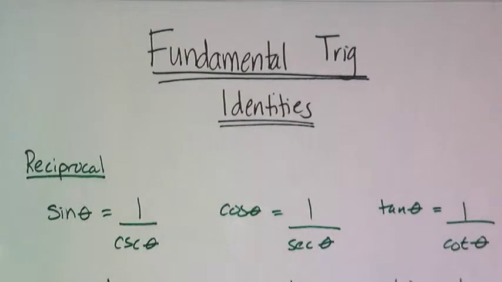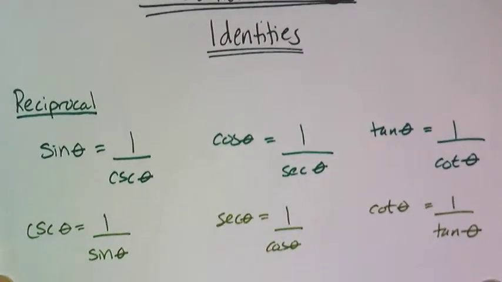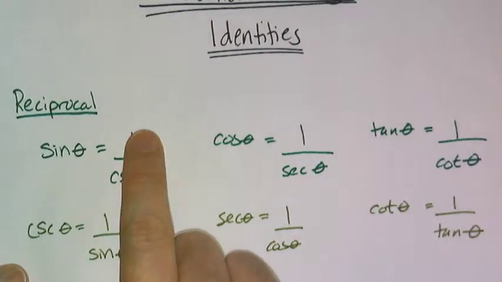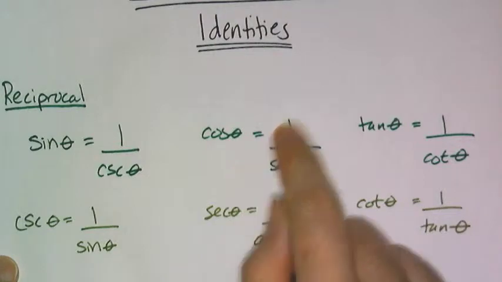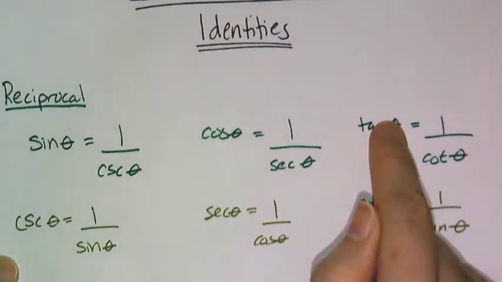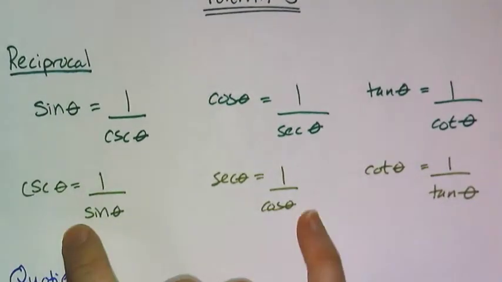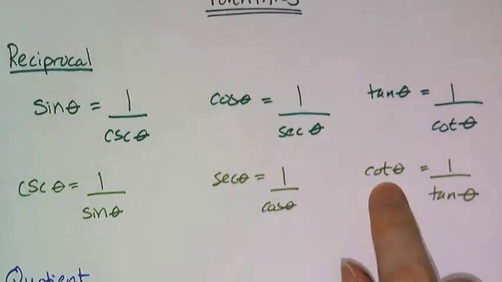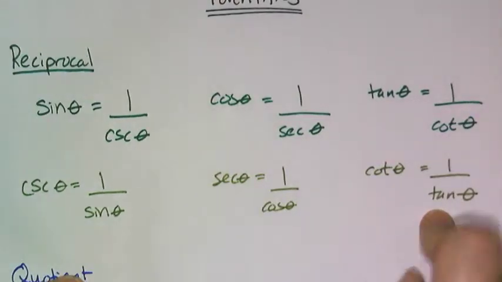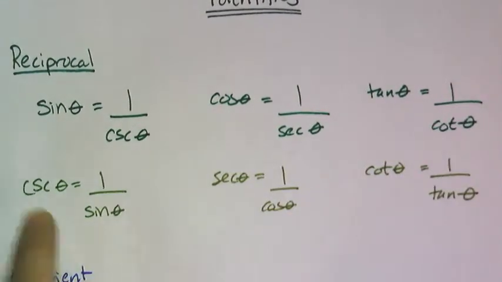These are expressions that can be substituted into other expressions. So if you see sine theta, you can convert that to 1 over cosecant theta. Or if you see cosine theta, you can convert that to 1 over secant theta. Tangent theta is the same thing as 1 over cotangent of theta. And then by definition, we know that cosecant is 1 over sine, secant is 1 over cosine, and cotangent is 1 over tangent. So these are called the reciprocal identities. If you're going to prove something with trig, you can always use your reciprocal identities.